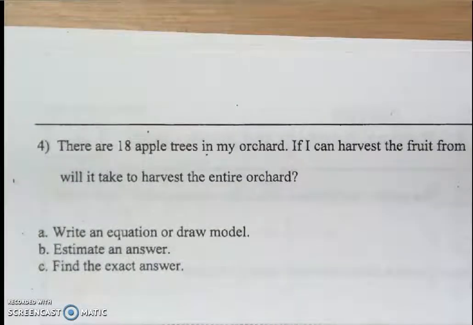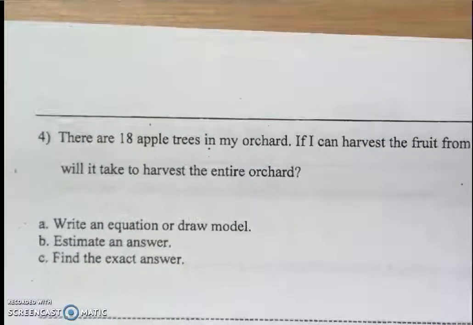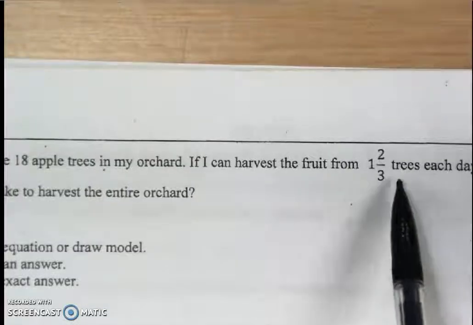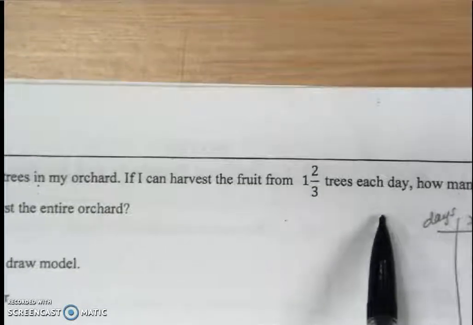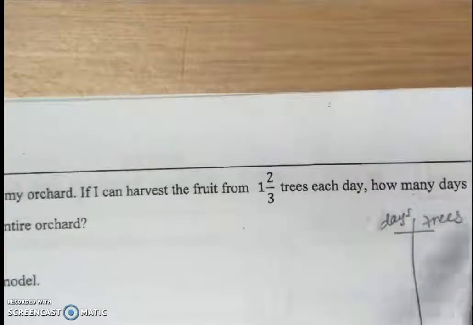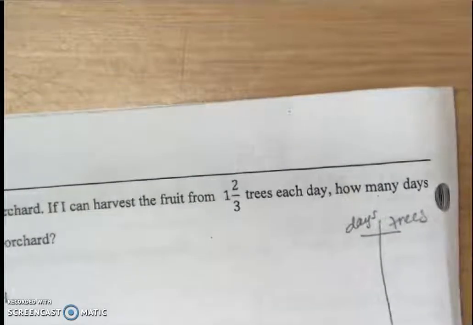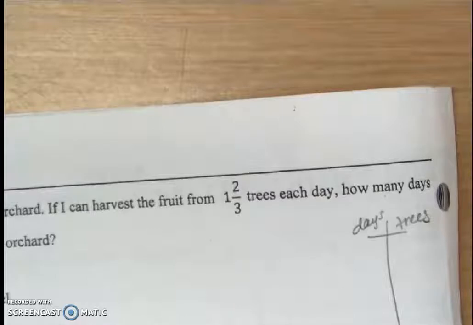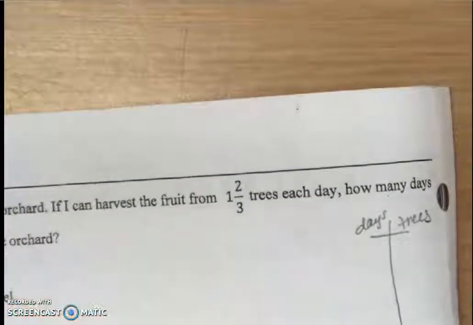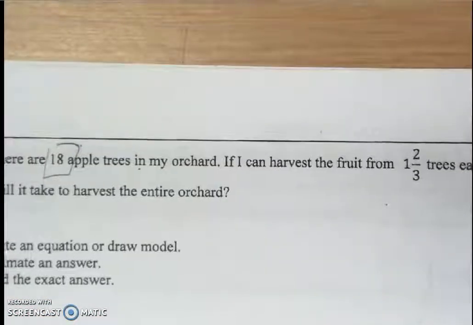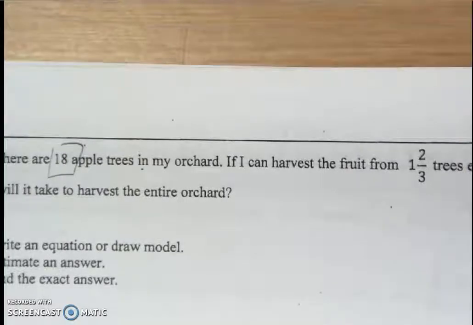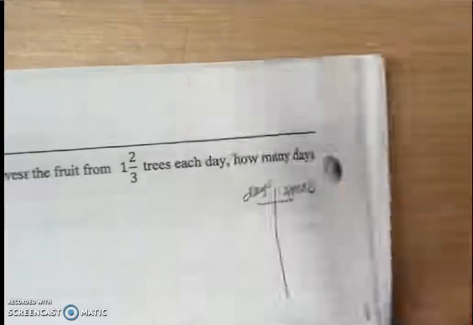This says there are 18 apple trees in my orchard. If I can harvest fruit from 1 2/3 trees each day, how many days will it take to harvest all of them? All right, so we want to get to a total this time. We have a big total, 18, and we want to see how many groups I could take out of 1 2/3.